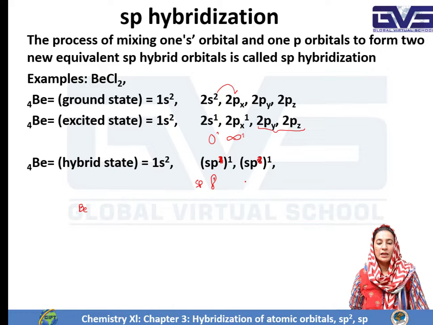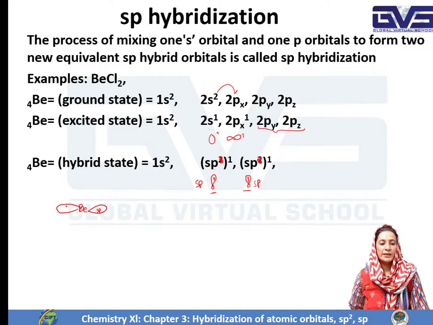This is one electron, and the second sp also has one electron. On beryllium these two lobes will be drawn like this, sp and sp, with one electron each.